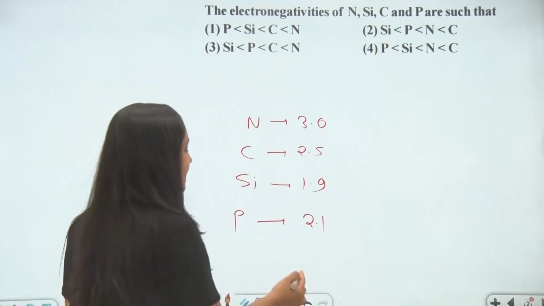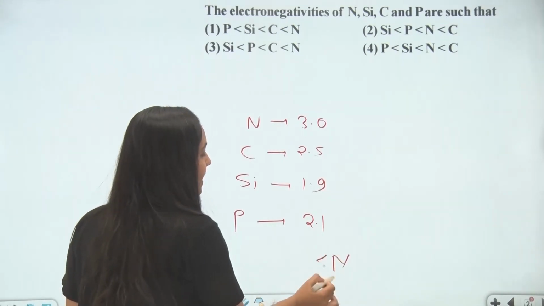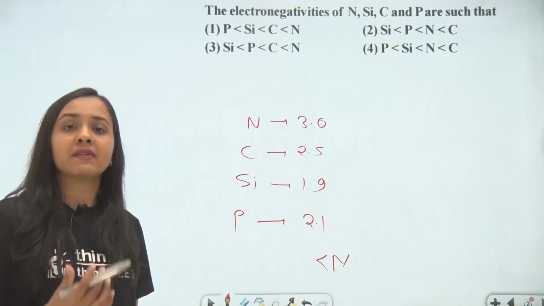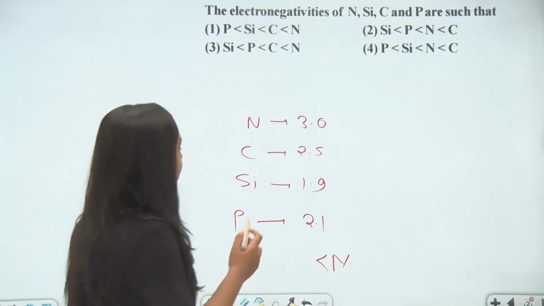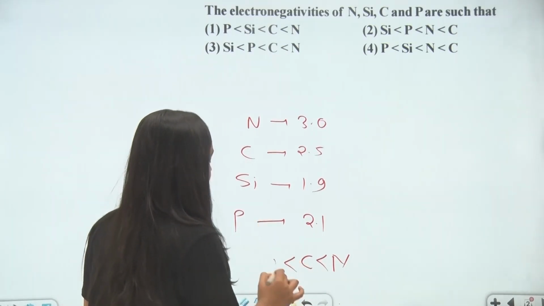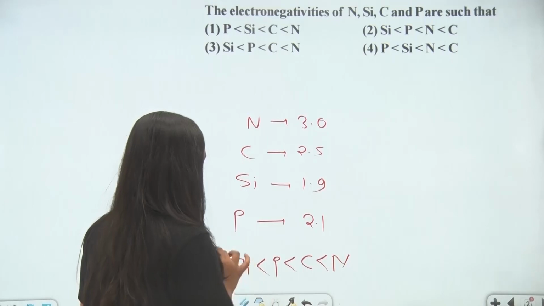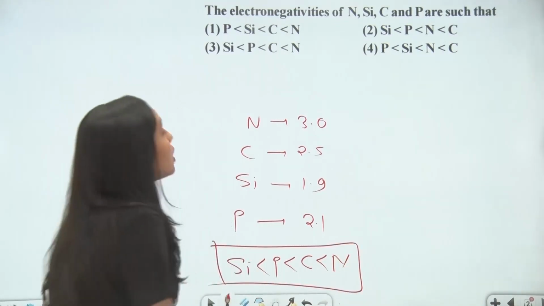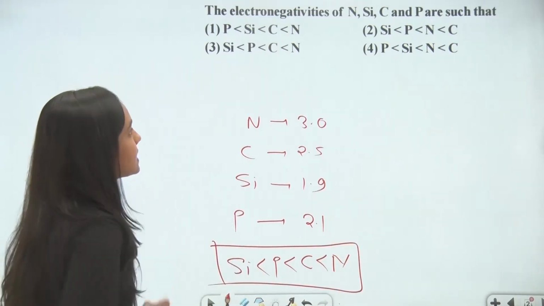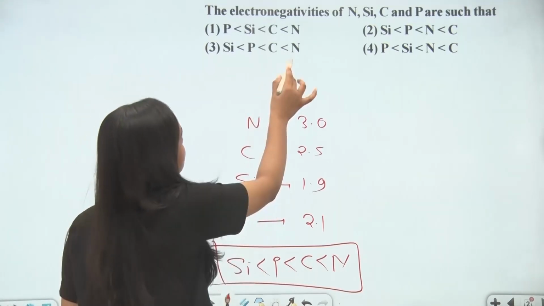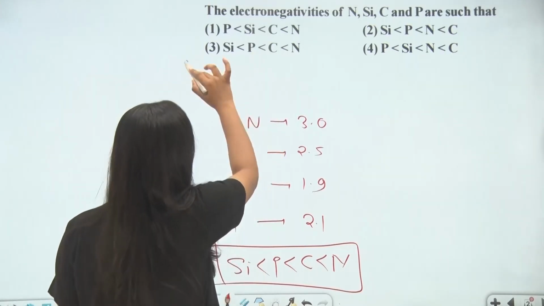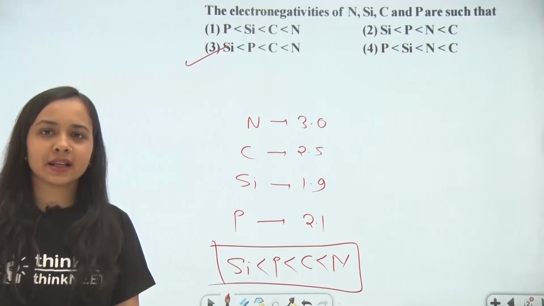So basically you can say that nitrogen is the highest electronegative element among these, right? After that carbon and then phosphorus and then silicon. This is the electronegativity order of these elements. So nitrogen, carbon, phosphorus, silicon. Option 3 is the correct answer.